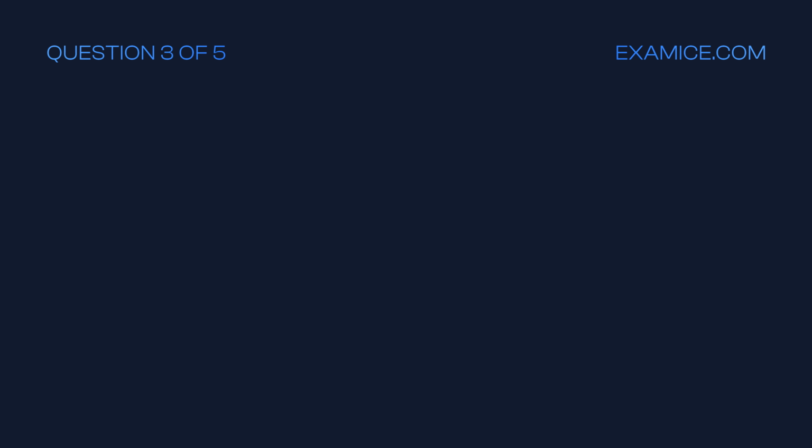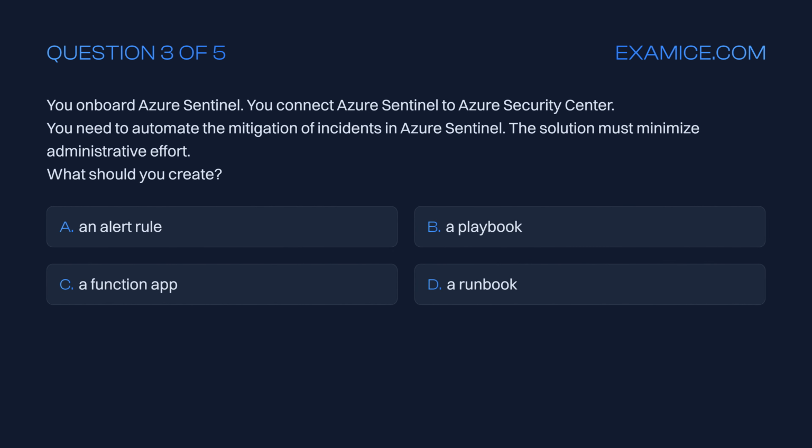Question 3. You onboard Azure Sentinel. You connect Azure Sentinel to Azure Security Center. You need to automate the mitigation of incidents in Azure Sentinel. The solution must minimize administrative effort. What should you create? Option A, an alert rule. Option B, a playbook. Option C, a function app. Option D, a runbook.